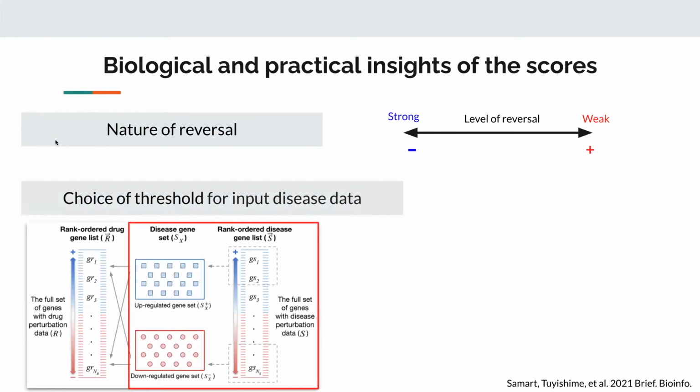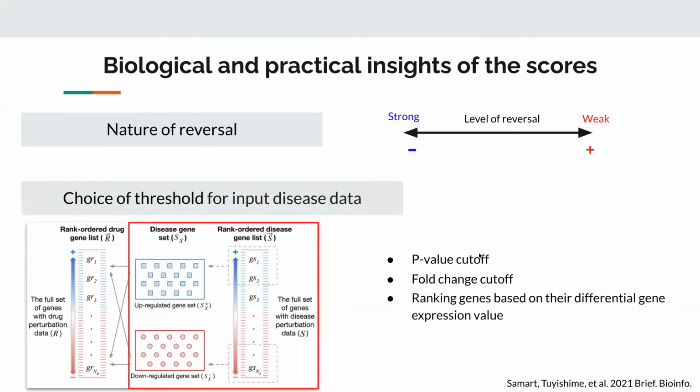is the choice of threshold used to determine the genes most perturbed by the disease. This choice could be based on a significant p-value cutoff, fold-change cutoff, or just ranking all the genes based on their differential gene expression value and then selecting a desired number of top and bottom genes. Different choices of thresholds are likely to influence the performance of each metric in prioritizing rare disease-drug associations.